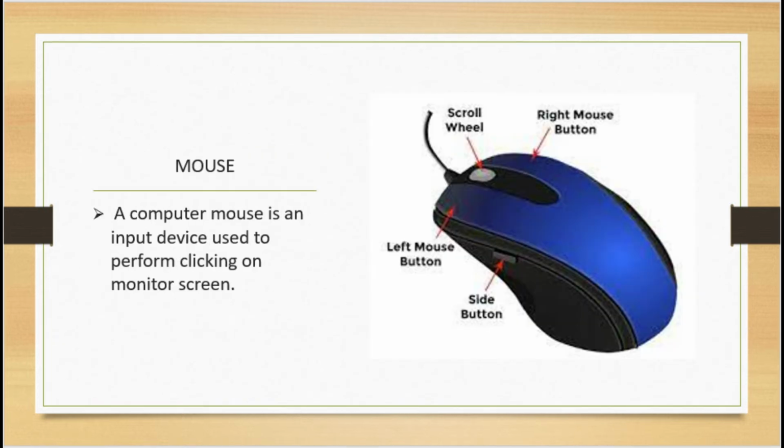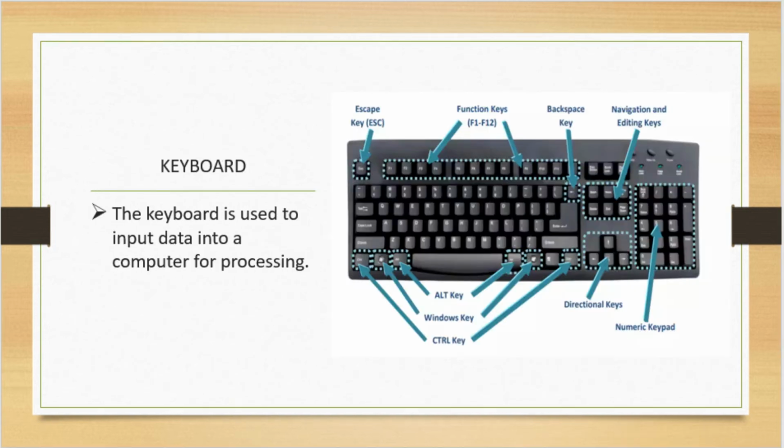Here we're taking a look at the mouse. A computer mouse is an input device that is purposely for clicking and pointing, and is mostly seen on the computer screen. Next up is the keyboard. The keyboard is what we use to feed data into the computer system.